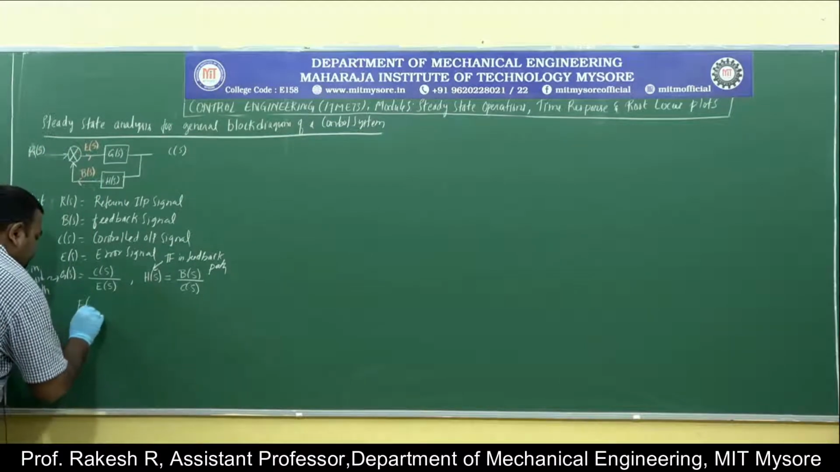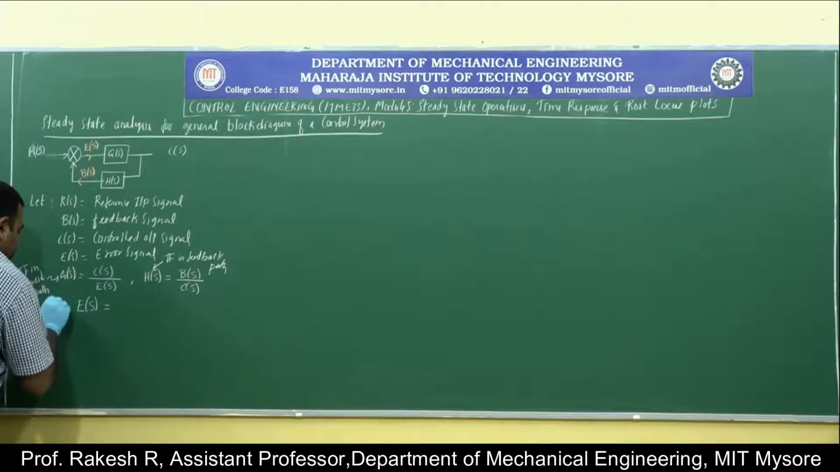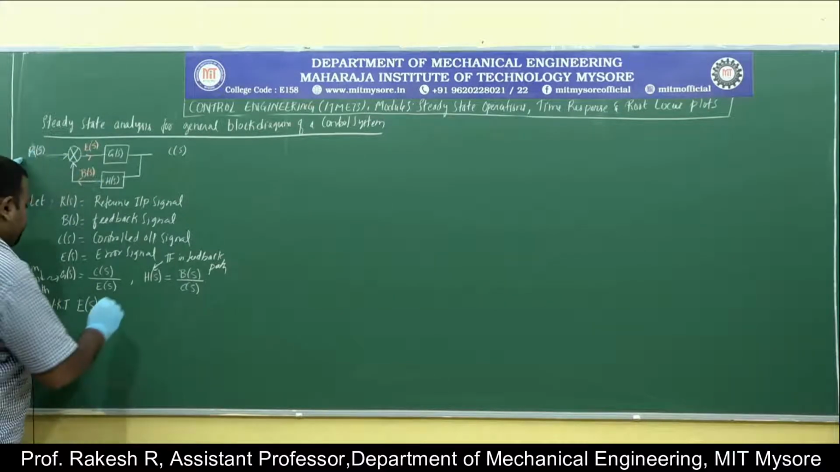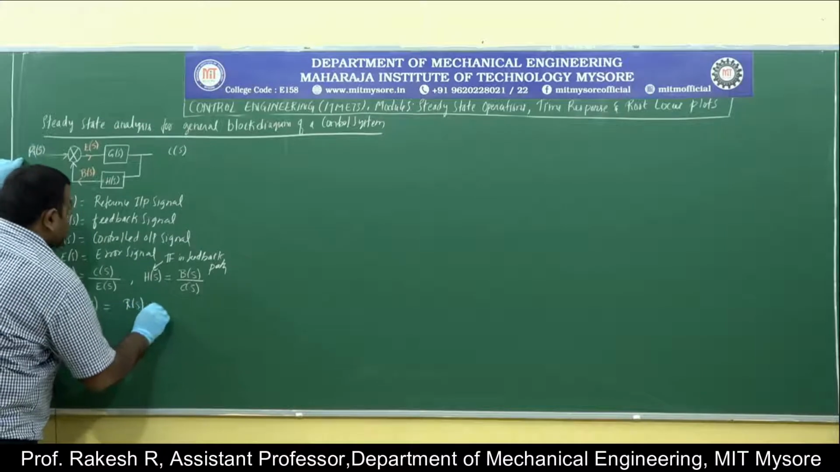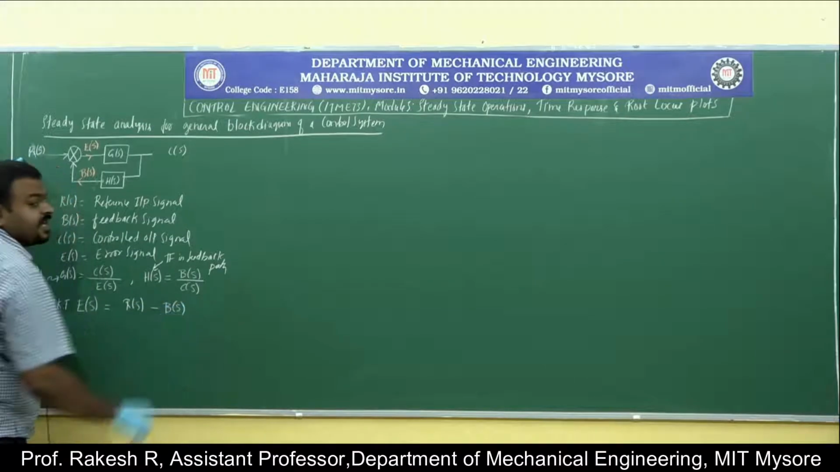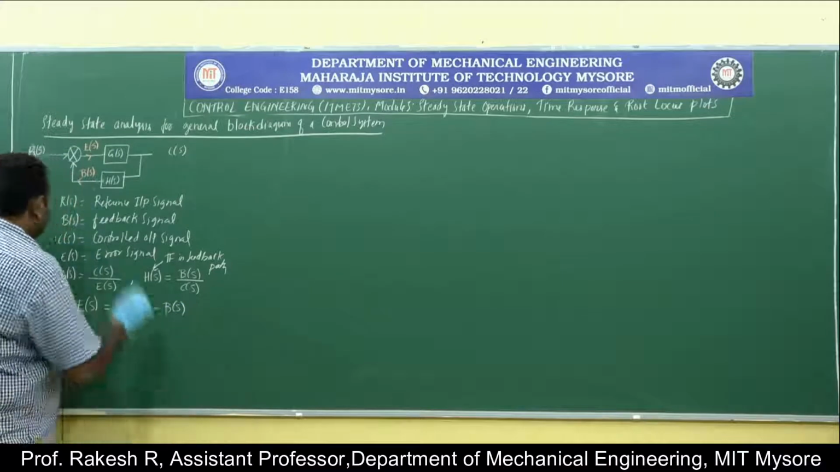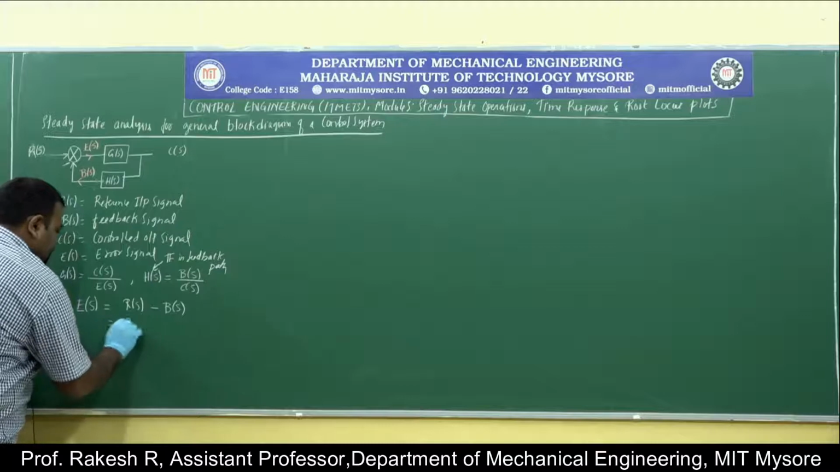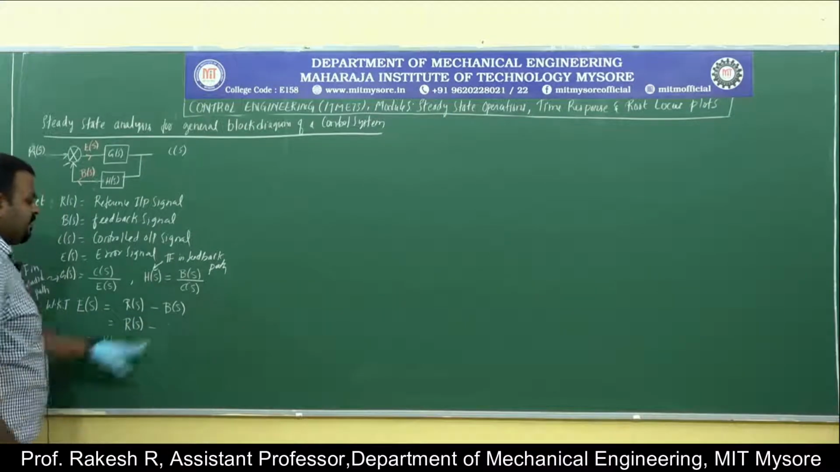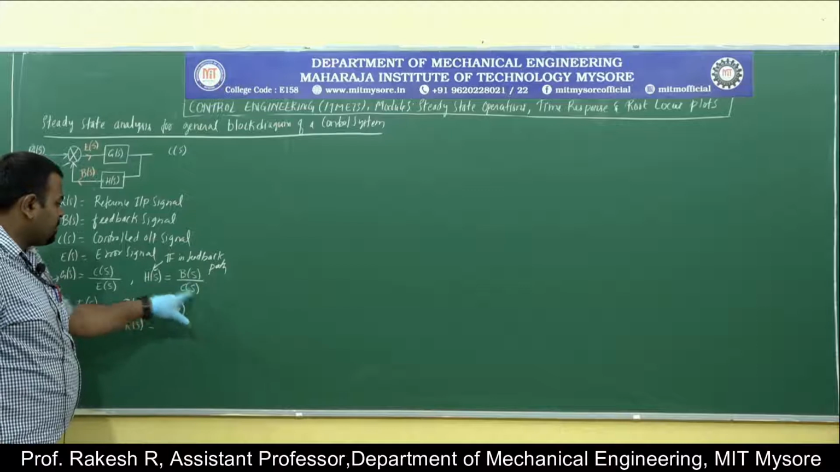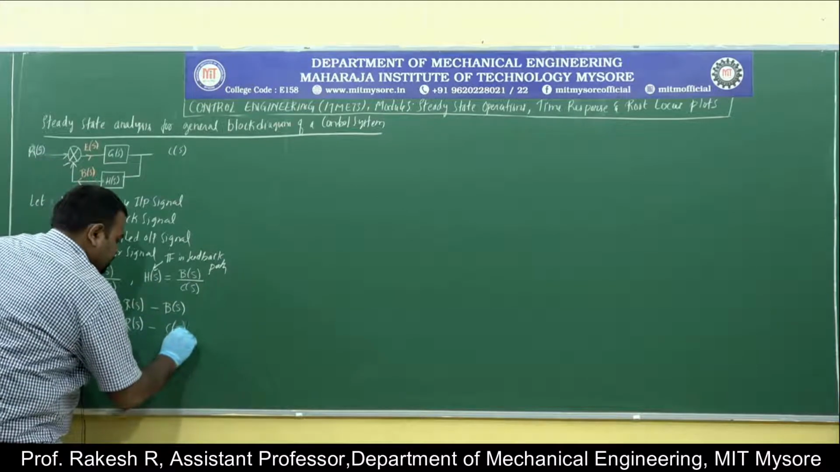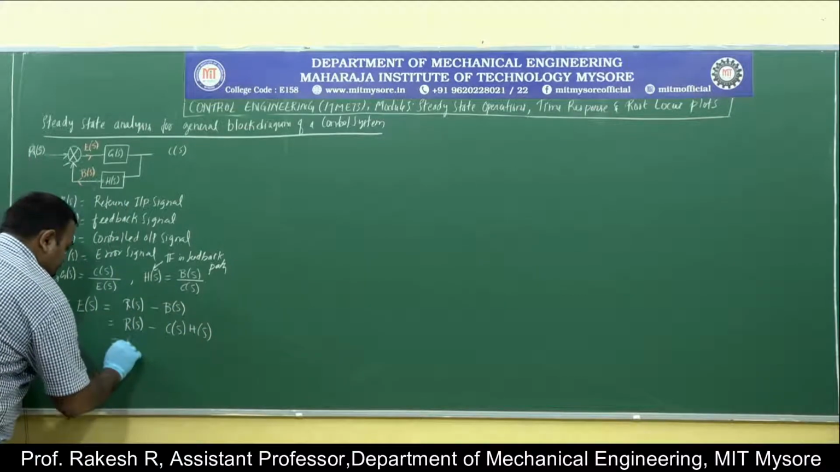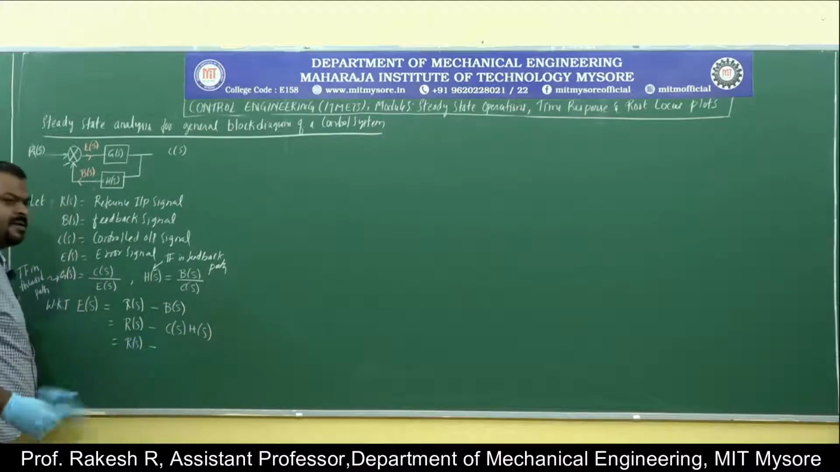We know that E of S is nothing but the error signal. It is the difference between the reference input signal minus the feedback signal. It is a negative feedback system. R of S, keep as it is. B of S can be replaced with C of S into H of S using this definition. Then R of S will be retained.